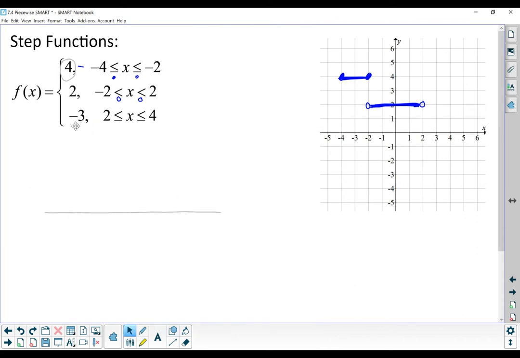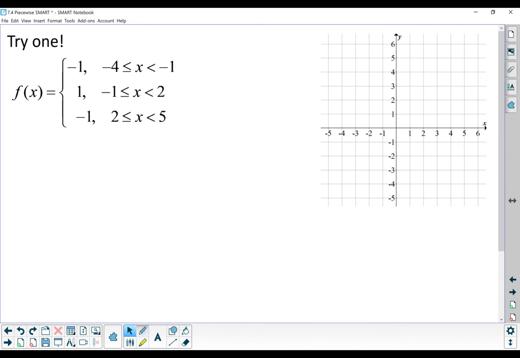And then our last piece has a height of -3, way down here. The domain for this piece is from 2 to 4, and these are closed circles on both sides, from 2 to 4. So there's our last piece. So this is what our function looks like. It's called a step function because all of the pieces are flat.